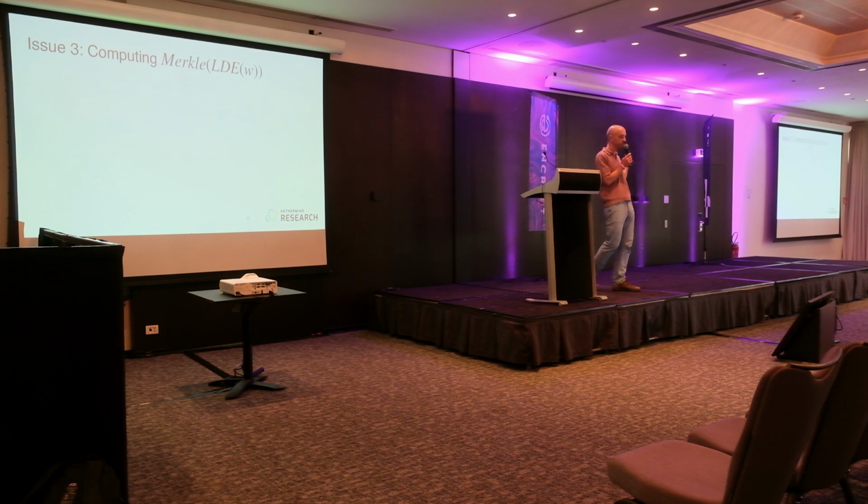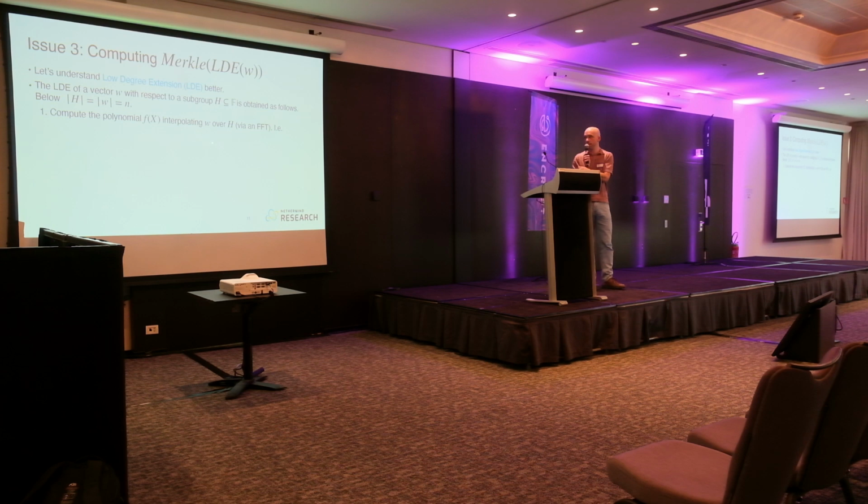Now the third issue, and I'll address the second issue later. The third issue was the concern about the cost of computing this Merkle commitment to the low-degree extension of the witness. First of all, what is this low-degree extension? The low-degree extension of a vector W with respect to a subgroup H is obtained as follows. The subgroup has the same size as the vector, and to obtain the low-degree extension, you compute a polynomial f that interpolates W over H via an FFT, and then you compute the evaluations of f on a subgroup which is larger than H. This is your low-degree extension.